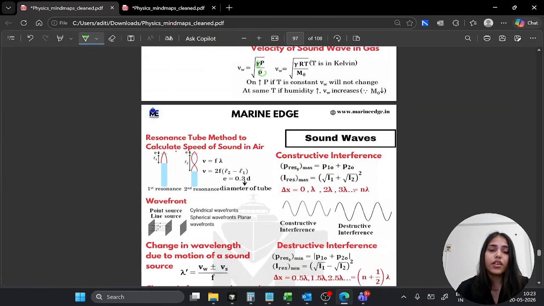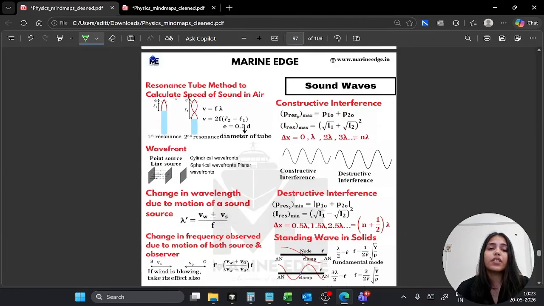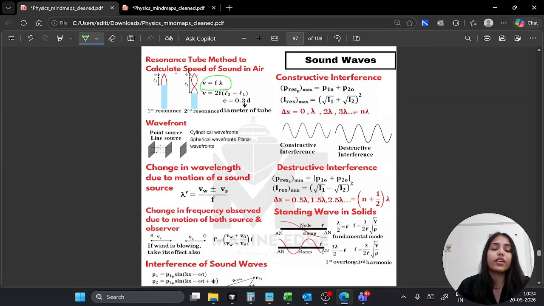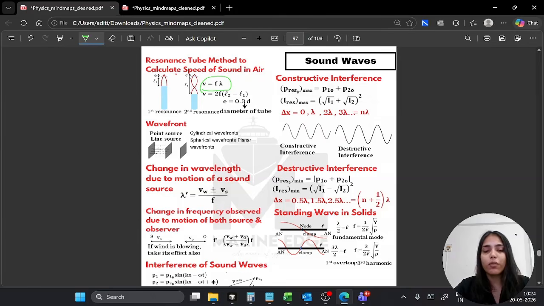Now, moving forward, the resonance tube method to calculate the speed of a sound wave. You must have seen the resonance tube and how the first resonance, second resonance work, I hope all that part is clear to you. So using those resonances, we calculate the velocity of the sound wave, v equals f lambda. Okay. Now, next is wavefront. Wavefront, just like in normal waves. When we project all the lines of a first wave to construct a secondary wave, that is called a wavefront.